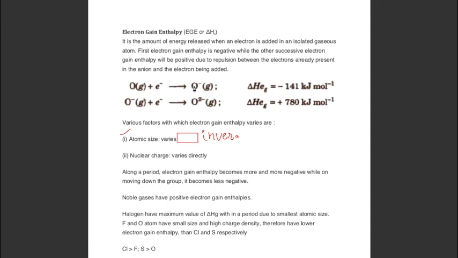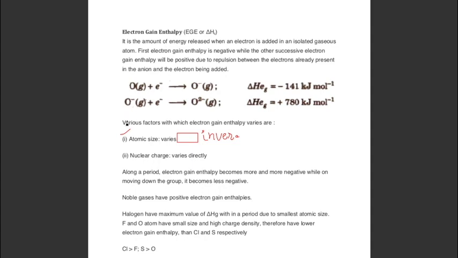Again, if we want to add one more electron to this anion, then this time the electron gain enthalpy comes out with a positive sign. That means in this process we have to supply some amount of energy because of the repulsion that the incoming electron experiences from the electrons already present in this anion.